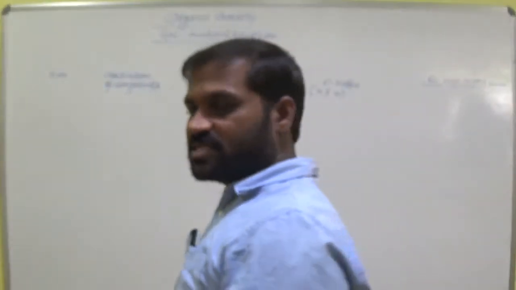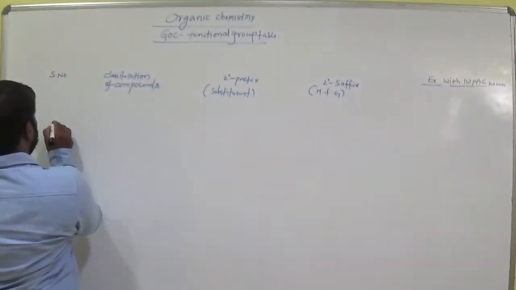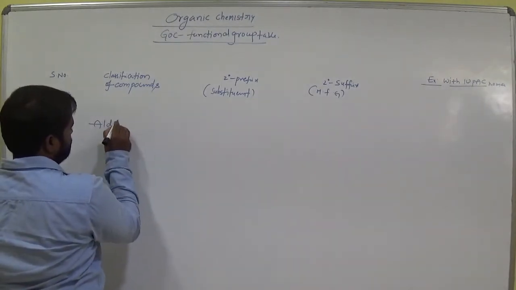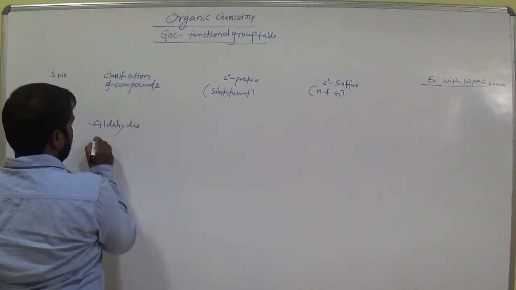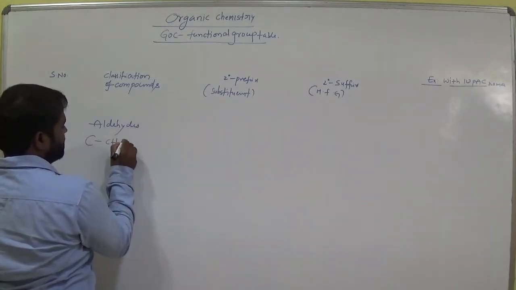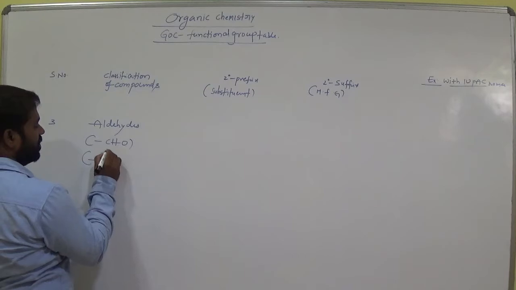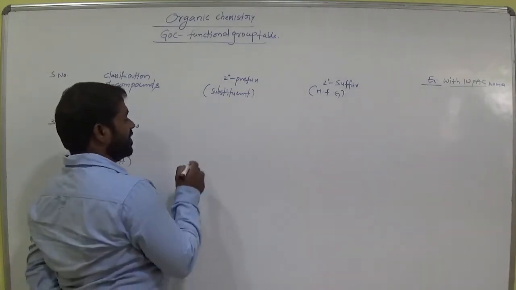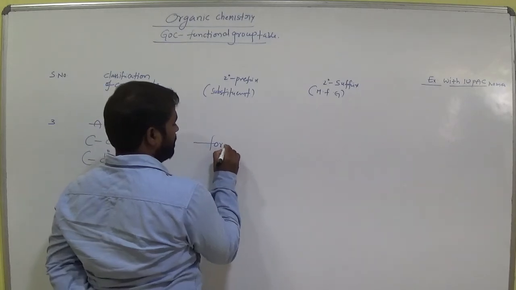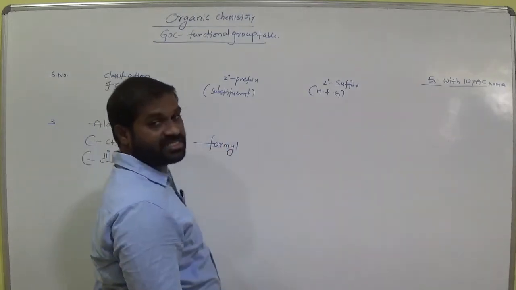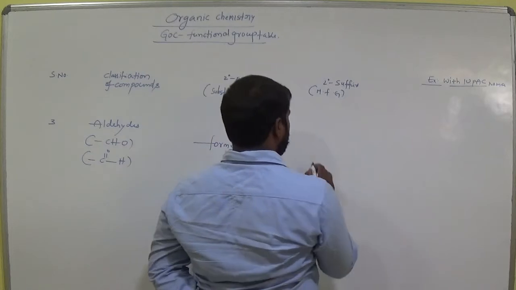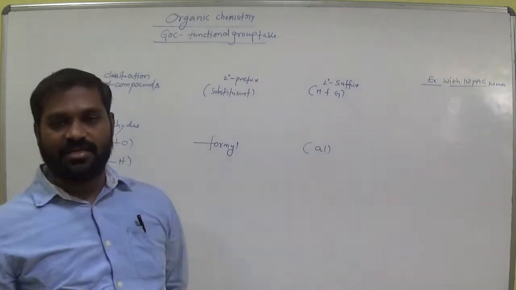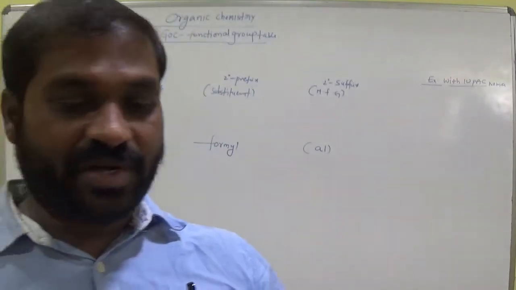So in that we are discussing already, that is serial number 3, about aldehydes. What is the functional group structure? CHO, or C double bond O H. This is aldehyde. Aldehyde as secondary prefix, what we call it is formyl. As secondary suffix or main functional group, we call it -al. Am I right? Clear? So already we discussed some examples regarding -al.